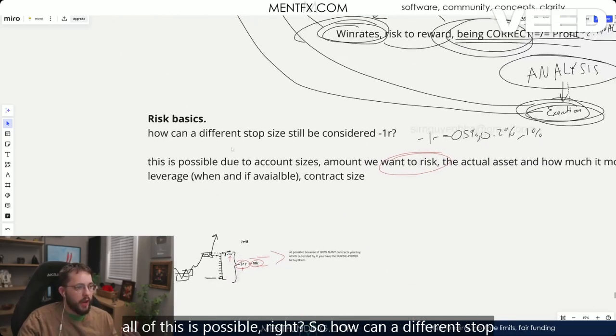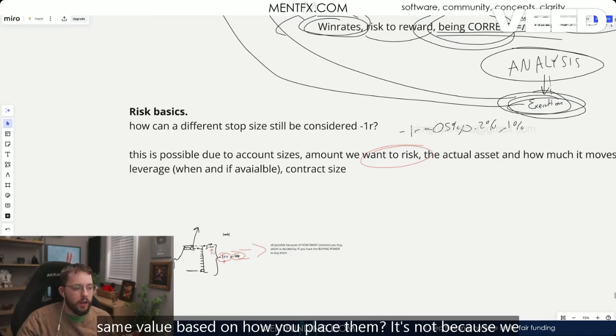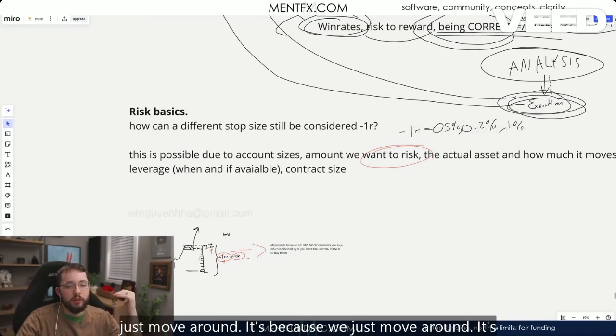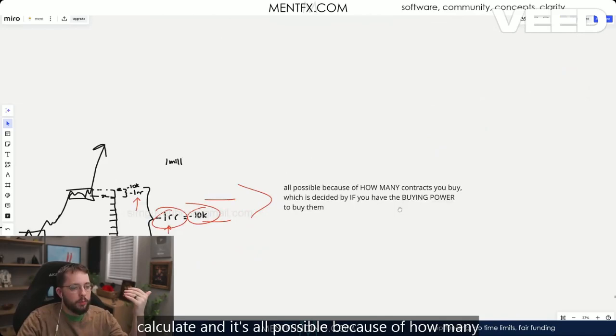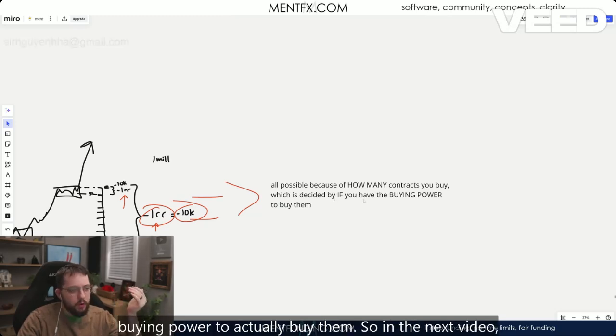But this is really the main point that you need to understand, is that all of this is possible, right? So how can a different stop size still be considered minus 1R, and how can they be the same value based on how you place them? It's not because we just move our stop, it's because we actually calculate, and it's all possible because of how many contracts we buy. And that's all decided by if we have the buying power to actually buy them.